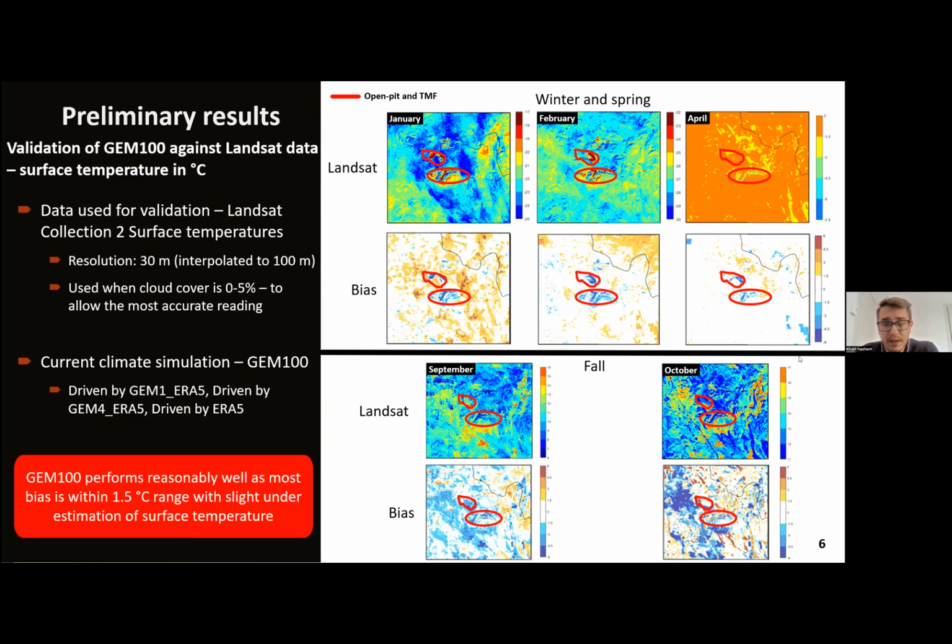Looking at the biases, we can see that the model performs reasonably well, with a bias in the range of 1.5 degrees Celsius for most of the studied domain. The slight underestimation near the open pit and tailing management facility is caused by the heat generated by the mining operations that is not being considered in the model.